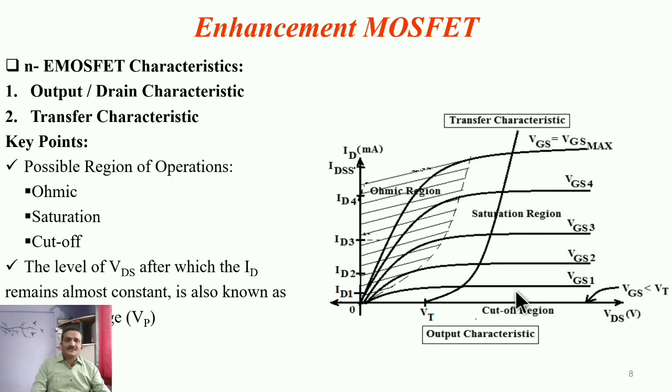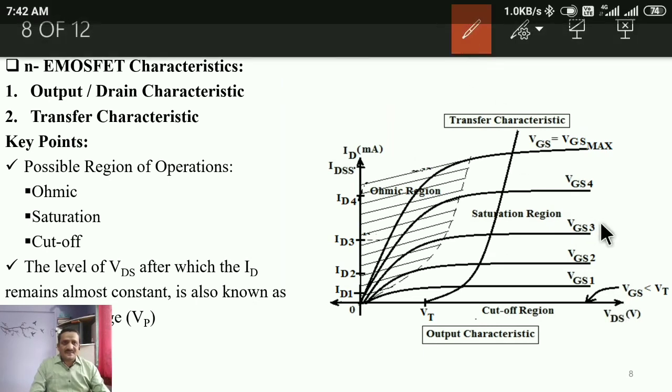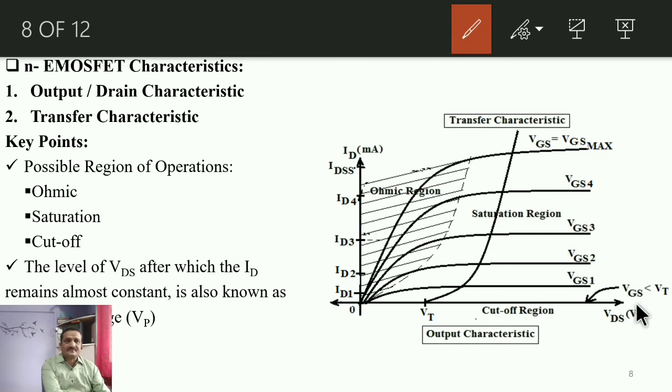Now see, whatever things we discuss, the same are shown over here. See here, as per the first curve, when VGS is less than VT, whatever may be the value of VDS, by increasing that VDD, ID will remain 0. It is on the x-axis.